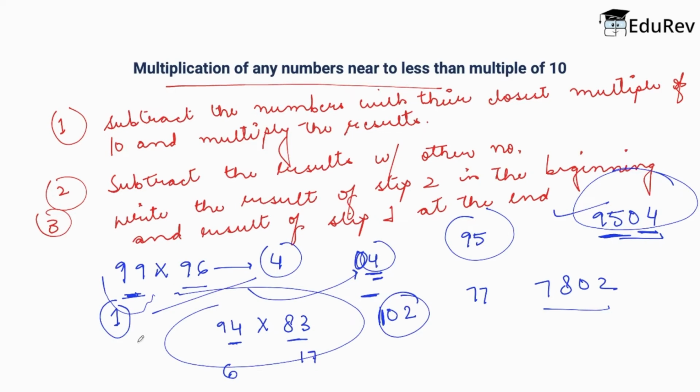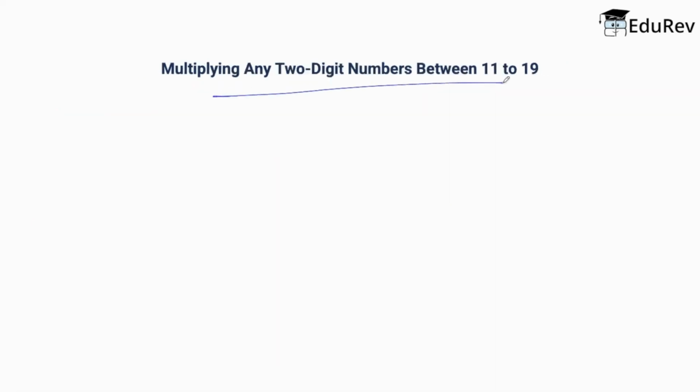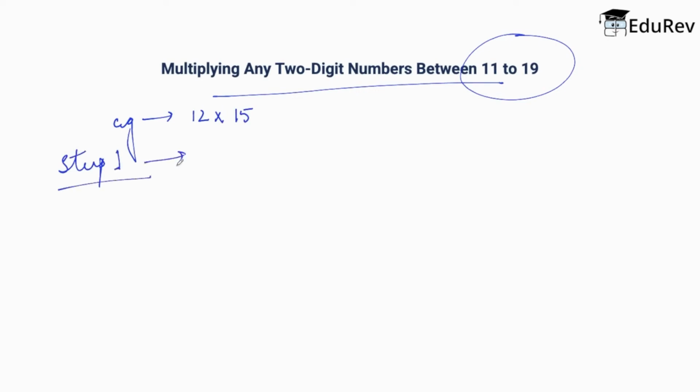Now let's move on to the next concept: how we have to multiply two-digit numbers between 11 and 90. So let's take an example and understand how to solve them step by step. The example is that I have to multiply 12 by 15. Now step 1 in this is that I have to identify which is the smaller number.